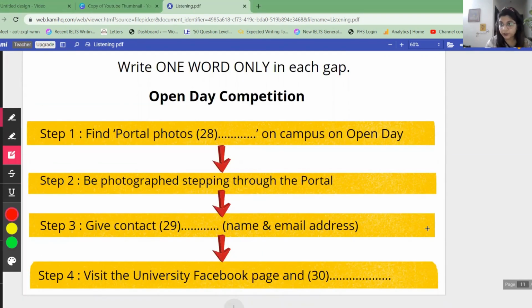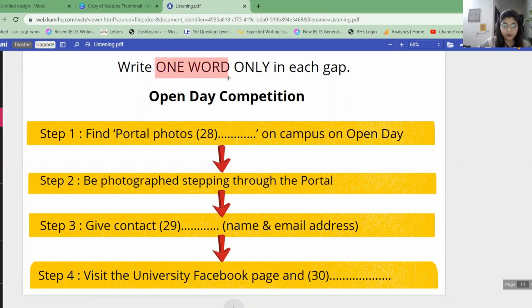These are the next set of questions that we are going to do today. Basically, these are again sentence completion, in the form of a flowchart. Okay, so let us go through the set of questions. The instruction is one word. Now they are talking about some open day competition. So let us see what the questions are. Step 1 is find portal photos dash on campus on open day. Okay, so we need to find something. Be photographed stepping through the portal. Okay, there is nothing to find out.